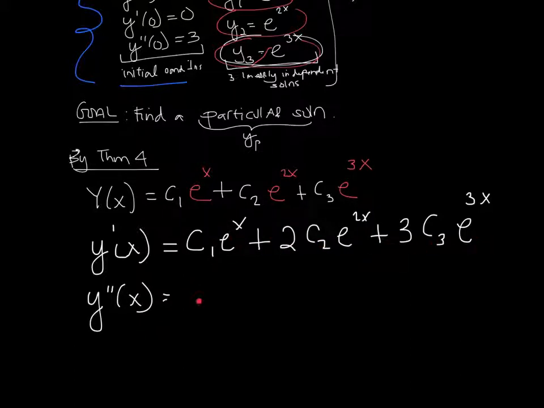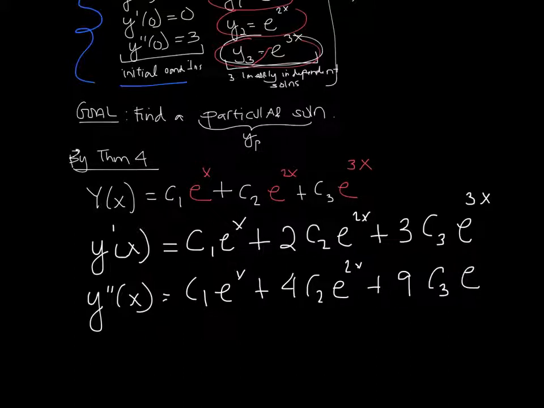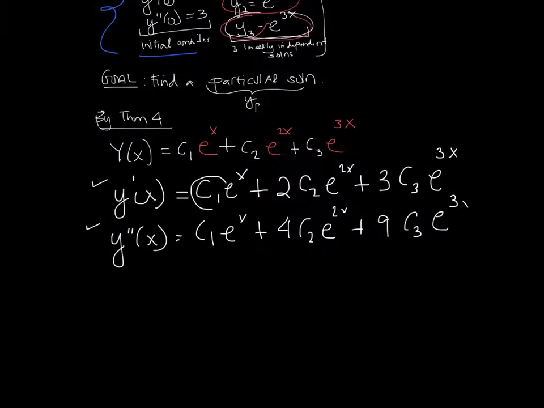So we have c1 e to the x plus 4 c2 e to the 2x plus 9 c3 e to the 3x. Okay, so I found my first derivative and my second derivative. And again, the reason I'm doing all of this is because I want to find these coefficients in order to find our particular solution, or y sub p.